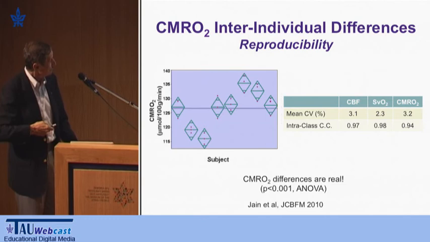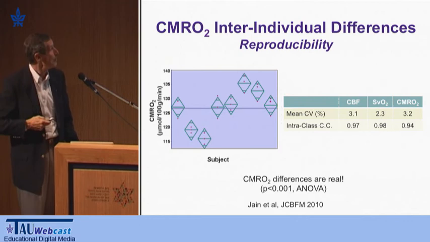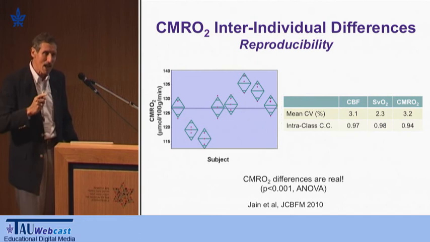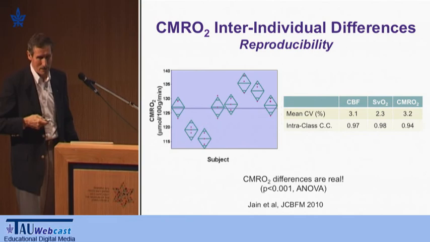Intra-class correlation coefficient as a measurement of reliability is between 0.95 and 0.98, so we were pretty happy with this. But there are CMRO2 differences, and we think that these differences are real, albeit small, as you can see from the scale. I forgot to say that we of course also need to quantify the volume of the brain, but that can be done very easily with modern MR techniques.